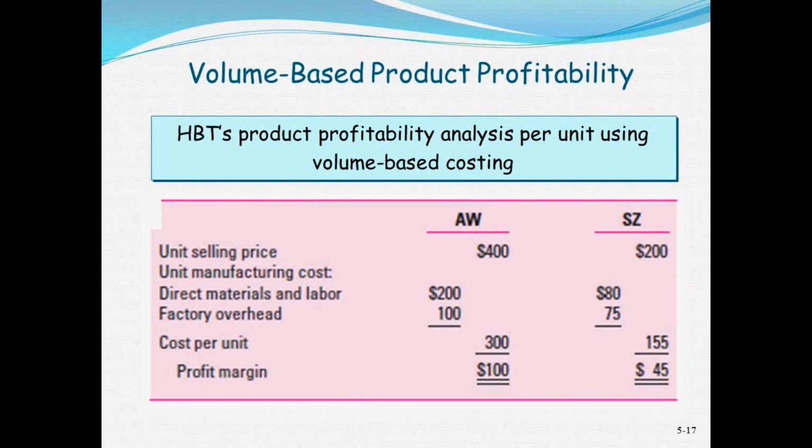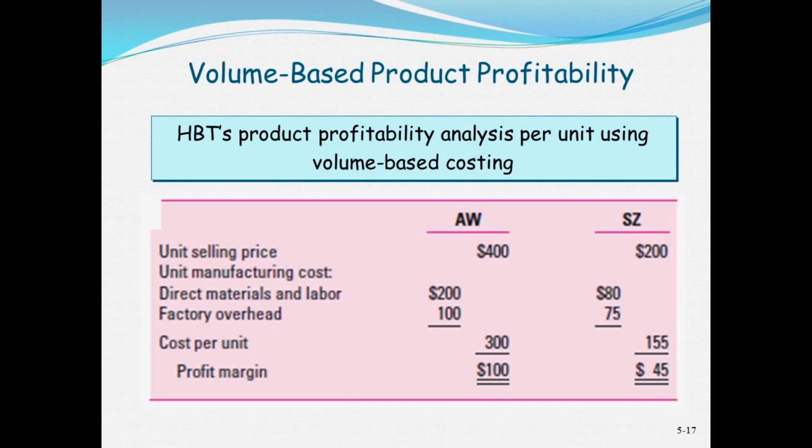We know they sold AW for $400 and SZ for $200. We were given the direct costs, $200 and $80, and we just determined the overhead using the volume-based method. So both products made a profit. AW made 100 and SZ made 45.